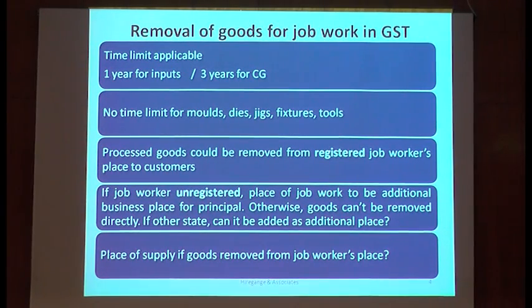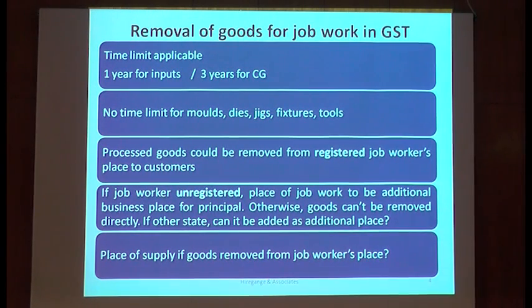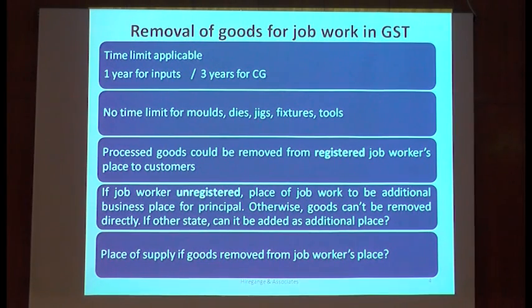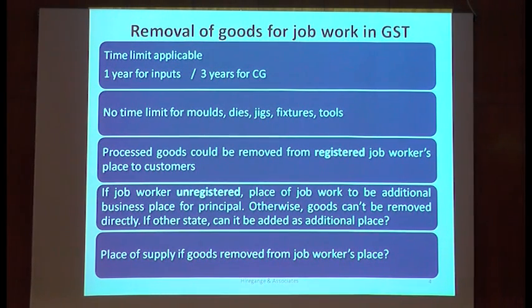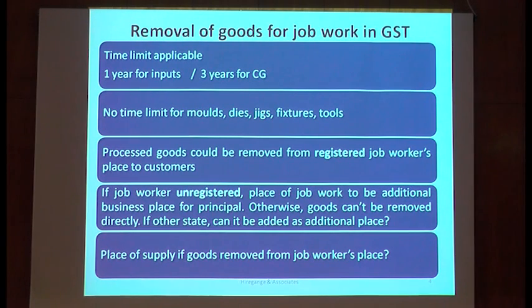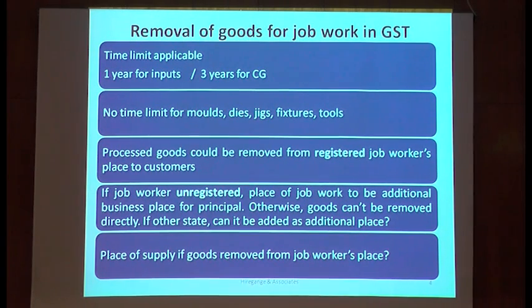So what is the place of supply? Sir, if we add that job worker as an additional place, what if the job worker is working for another person as well? Just like I'm looking for job work, some other person is also working. There may be 100 suppliers who are supplying to one job worker for job work. So his place will be there in 100 registration certificates. That is allowed, no restriction.